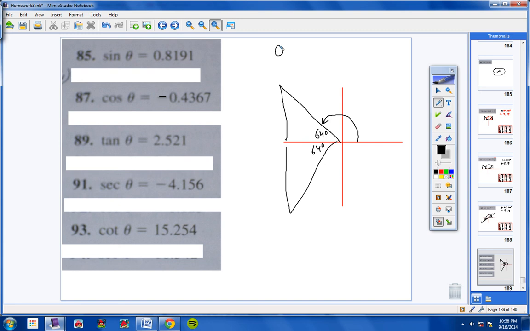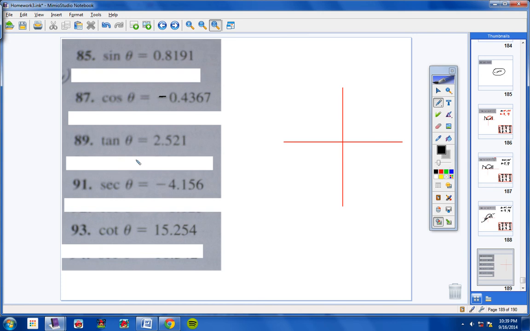So 180 minus 64 would be 116 degrees, so there's one answer. Then I start here, I go 180 plus 64 more, I stop at the hypotenuse, and 180 plus 64 is 244 degrees. So there would be your two answers, okay? All right, let's take a look now at number 89.